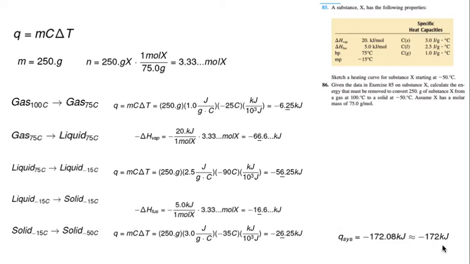So 172 kilojoules of energy would have to be released or removed from this system in order to go from the gas, that substance in the gaseous state at 100 degrees Celsius, to that substance in the solid state at negative 50 degrees Celsius.